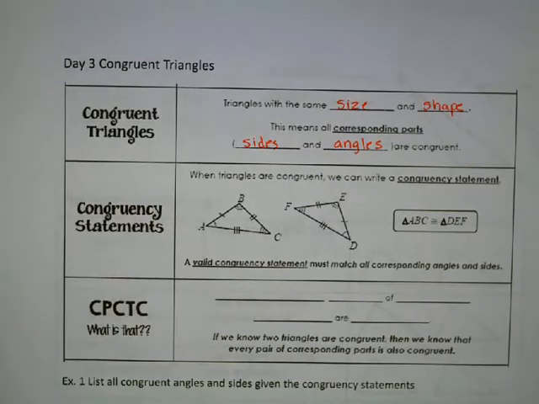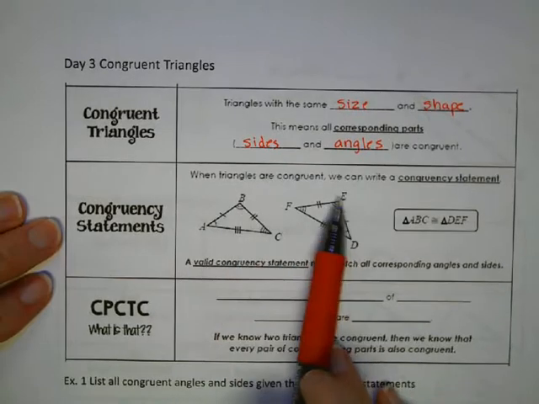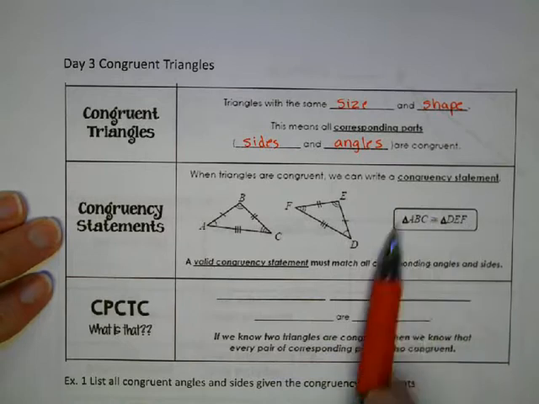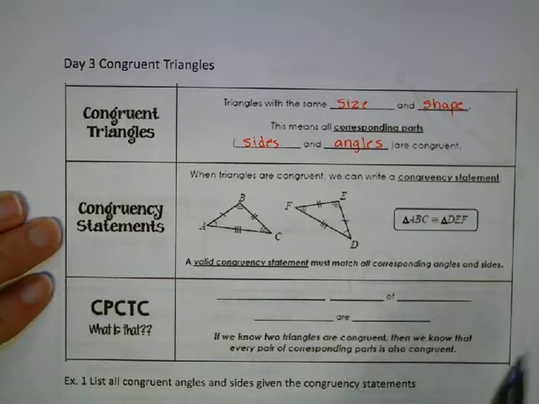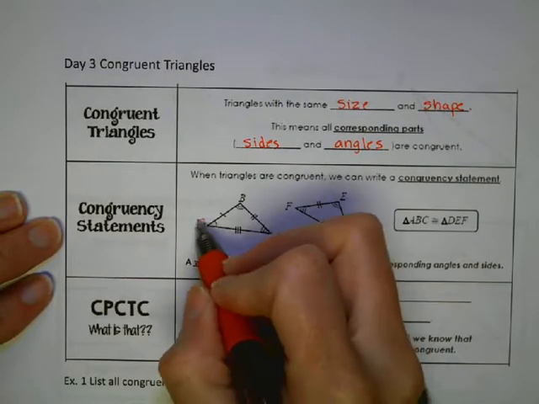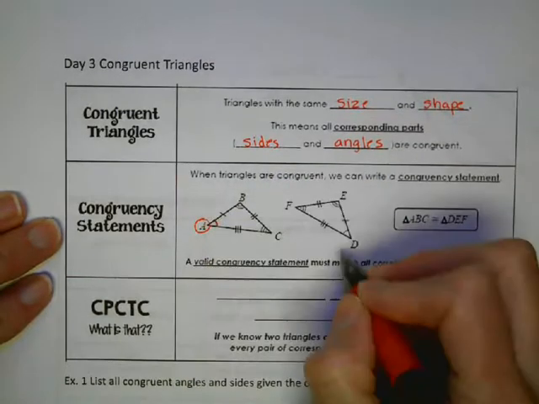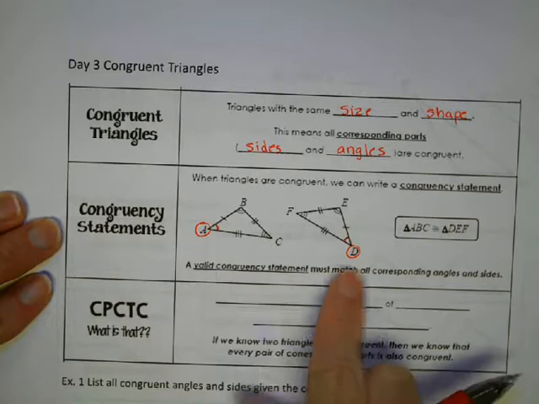That's what congruent means. Congruency statements: when triangles are congruent, we can write what's called a congruency statement. In this box over here is the congruency statement. It says triangle ABC is congruent to triangle DEF. When you're looking at the picture, you'll notice A has a little mark in the corner, and D has the same little mark in the corner. So that means angle A is congruent to angle D.